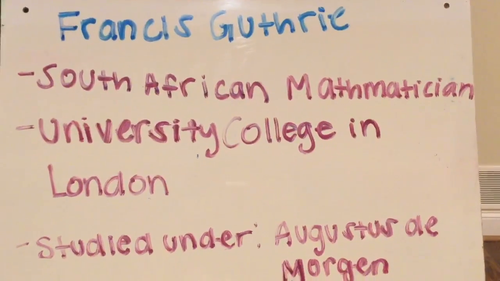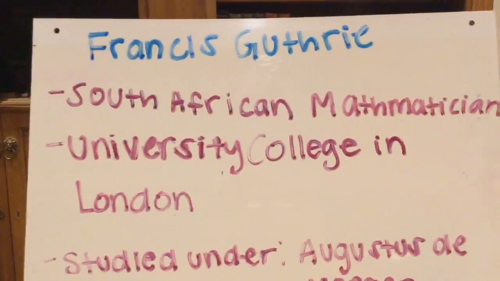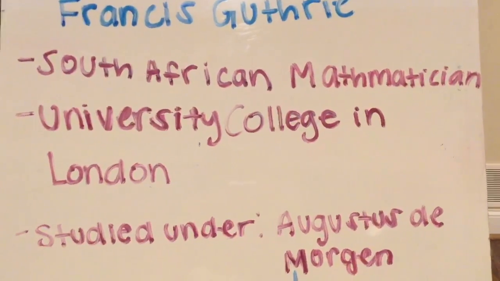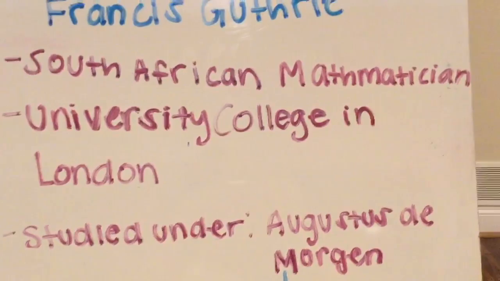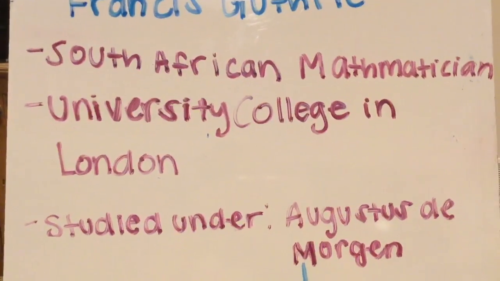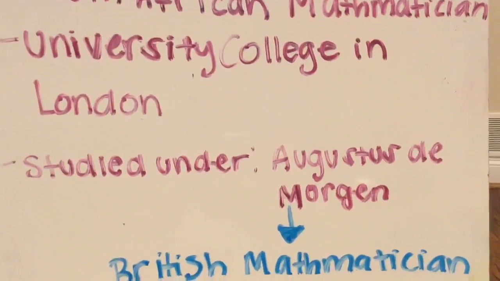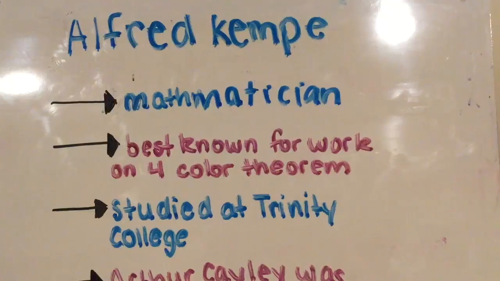Francis Guthrie, who, as I said before, was the first one to propose the idea of the four-color theorem in 1852, was a South African mathematician who studied at University College in London. He studied under Augustus de Morgan, who was a very influential British mathematician.